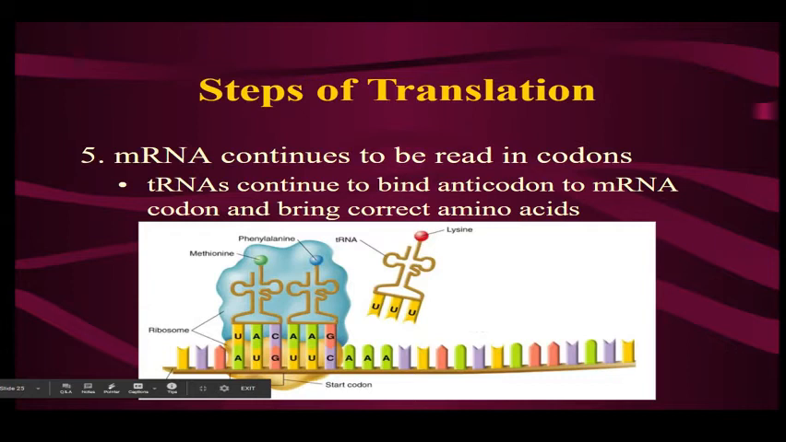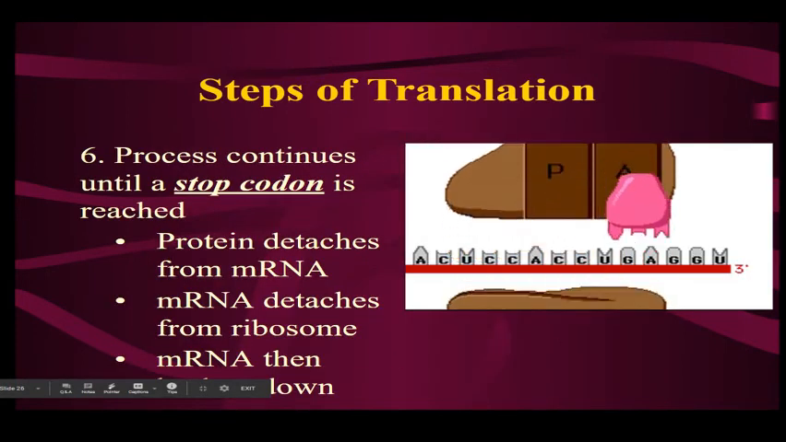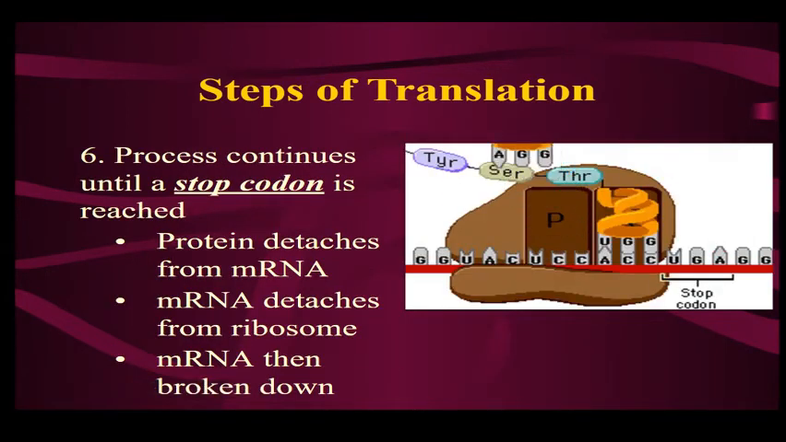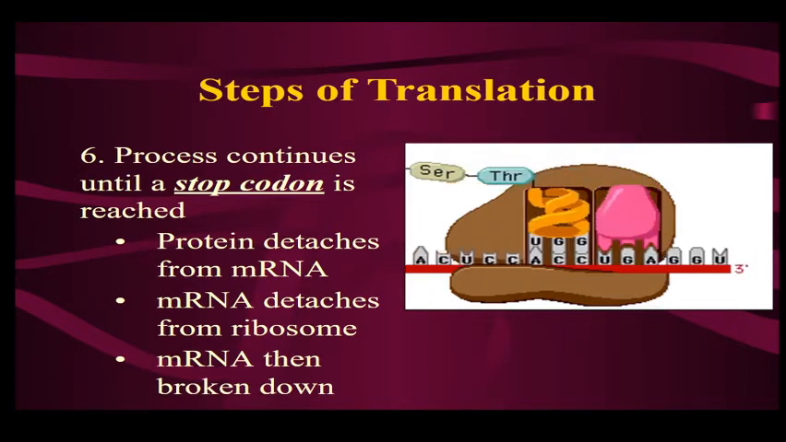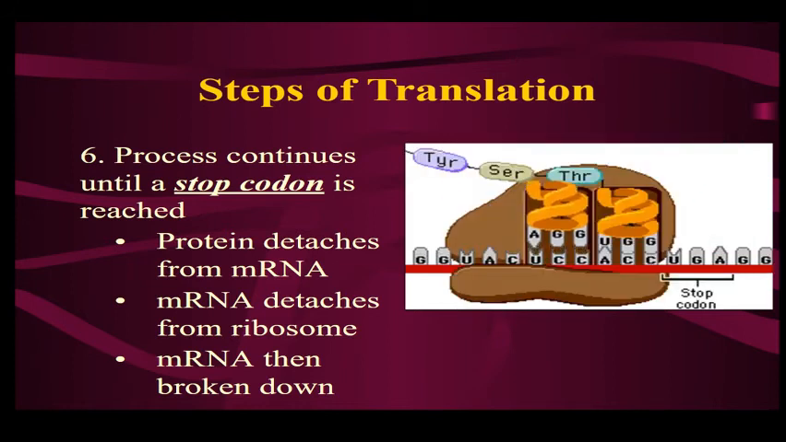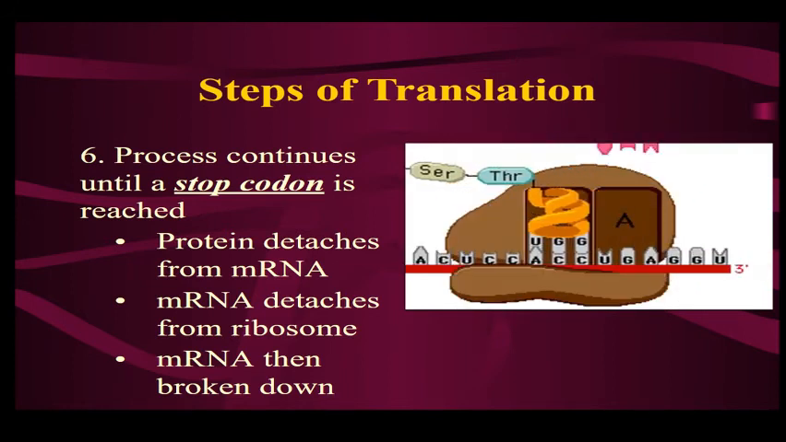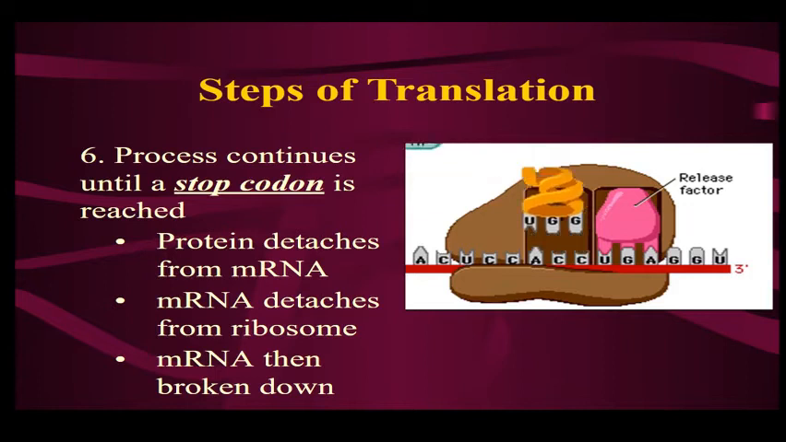The mRNA continues to be read in these 3-lettered codons, and tRNAs continue to bind their anticodon to the mRNA's codon to bring the correct amino acids. This process continues until a stop codon is reached. So there's 3 specific codons that are stop codons, and these signal we're done making the protein.